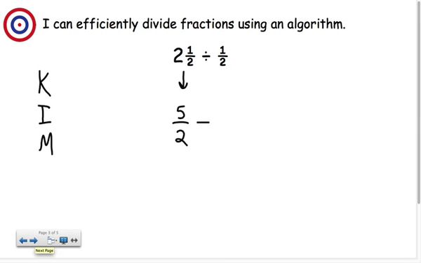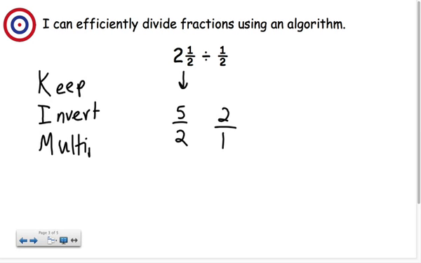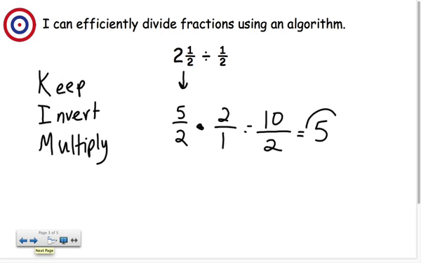Excuse me, I was going to divide, but I'm not. I'm going to invert. So keep the first fraction, invert the second fraction. 1/2 becomes 2 over 1. And then I'm going to multiply instead of divide. 5 times 2 is 10, 2 times 1 is 2, and 10/2 is 5. So 2 and 1/2 divided by 1/2 is 5. You can make 5 groups of 1/2.